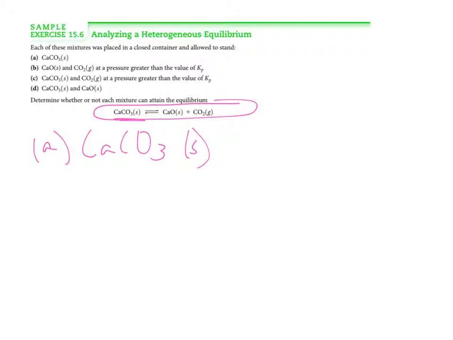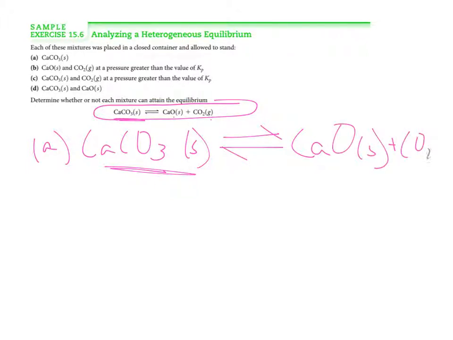So first situation, letter A, we have CaCO3, a solid. So if we leave that alone, what's going to happen? Well, calcium carbonate as a solid decomposes into calcium oxide and CO2. If you leave this alone, it will reach equilibrium because it will decompose into calcium oxide and CO2. So the answer here is yes. If you leave this alone, it will decompose.